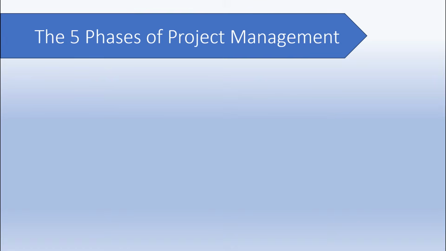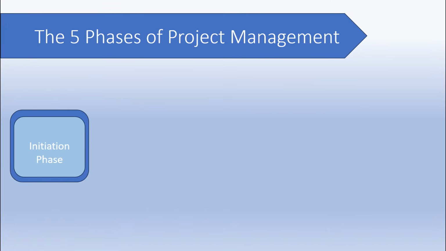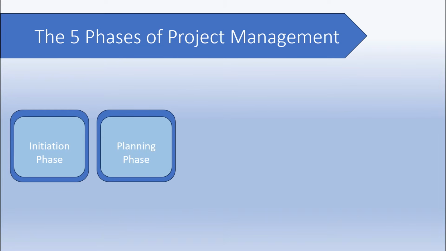Before we get into the tool of project management, we need to first talk about the 5 phases of project management. The first phase is known as the initiation phase, where we'll define the scope of the project, objectives, and also stakeholders. We then get into the planning phase, where we'll create a detailed plan for project activities, resources, budget, schedules, and any risks associated with the project.